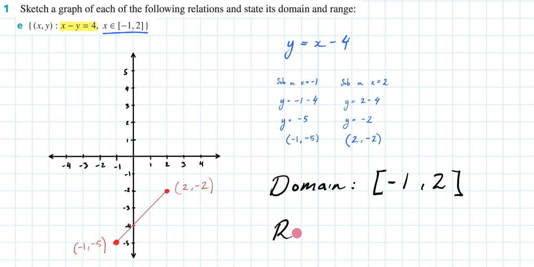To find out range, that's all my possible y values. As you can see here, it's going to be from -5 to -2. -5 to -2. So hopefully that's been helpful in answering this question 1E from exercise 5B.